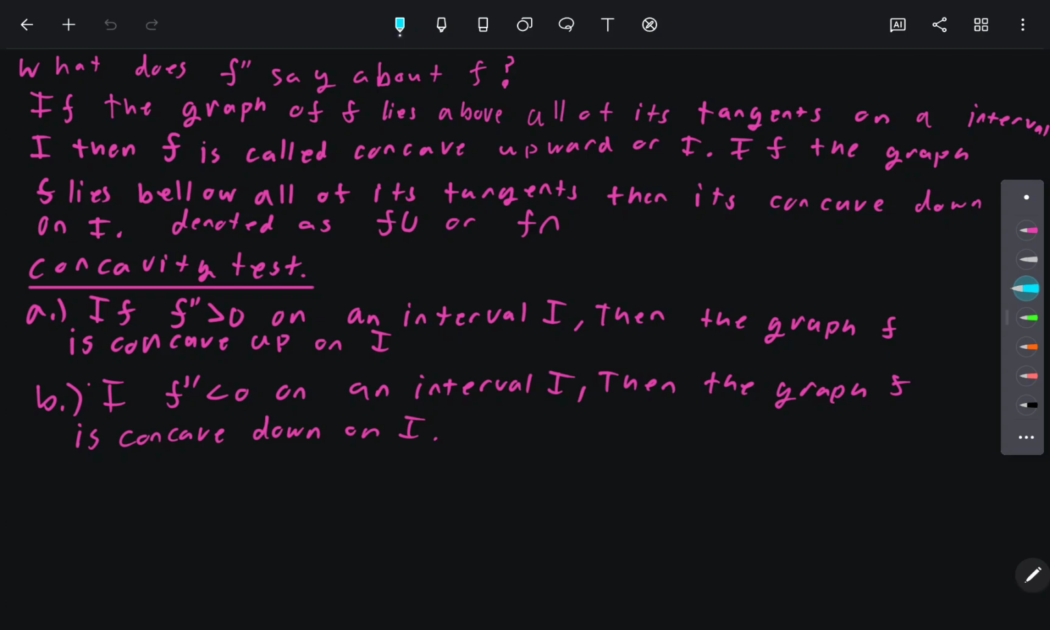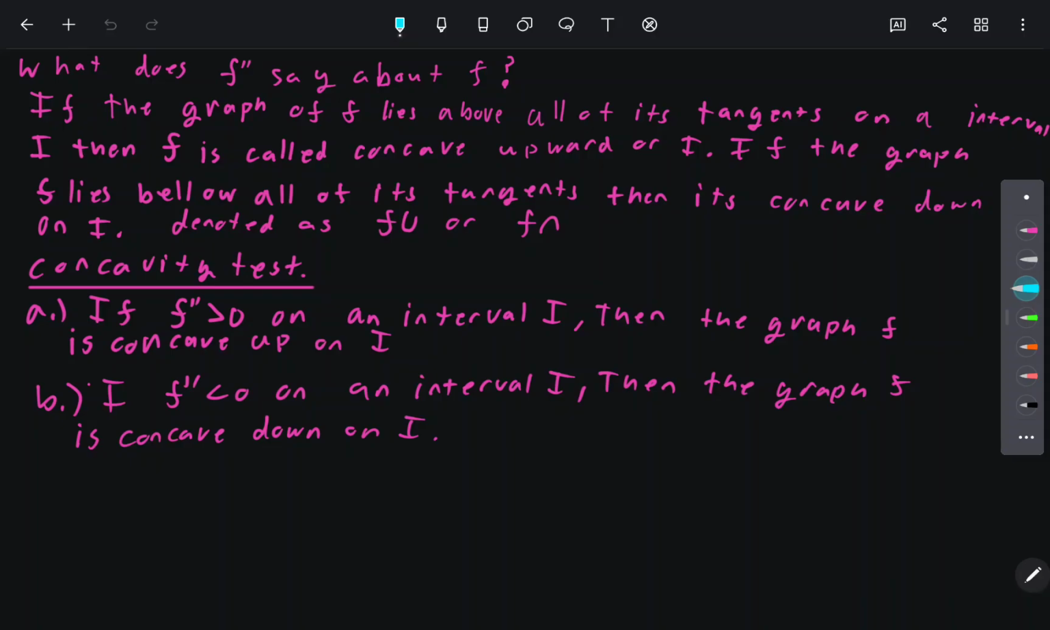So, we've been using a lot of the first derivative, but what does the second derivative say about the function f? Well, if the graph of f lies above all of its tangents on an interval I, then f is called concave upward on I. If the graph of f lies below all of its tangent lines, then it is concave downward on I, denoted as either f concave up or f concave down.